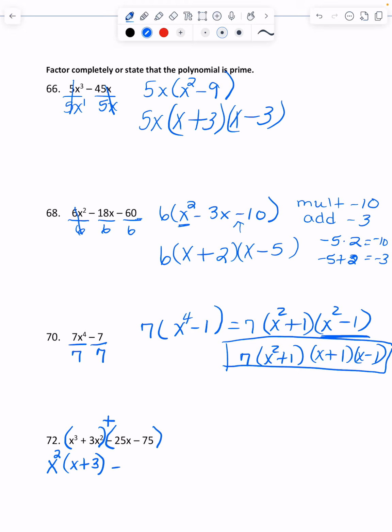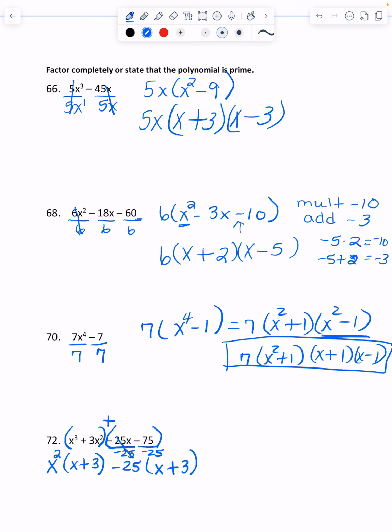I'm going to factor out a negative 25 out of the second grouping, and I'm going to show this step. I'm dividing both sides by negative 25, making sure that my signs are correct. Negative divided by negative is positive. That leaves me with x. Negative 75 divided by negative 25 is positive 3.